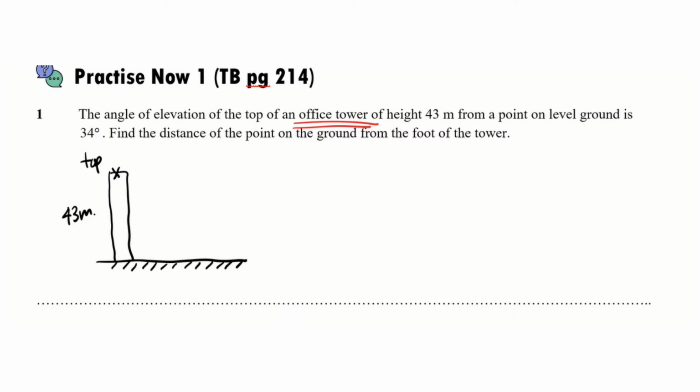Then there is an angle of elevation from the ground. From the ground, it will probably be around here, and the angle of elevation would be this 34 degrees. The question is asking the distance of the point on the level ground from the foot of the tower. So the foot of the tower would be here, and we are trying to find out this distance here. We need to understand that the tower will definitely be vertically above the ground, hence it will be a 90 degrees angle over here.